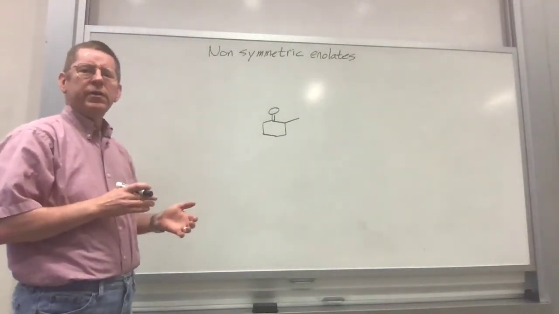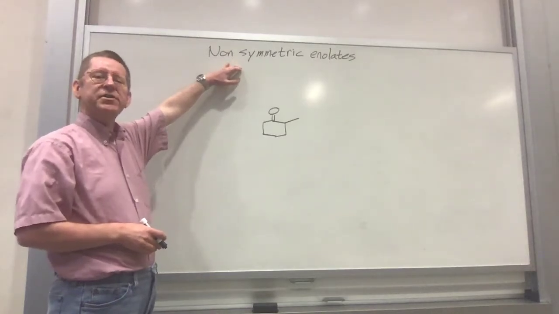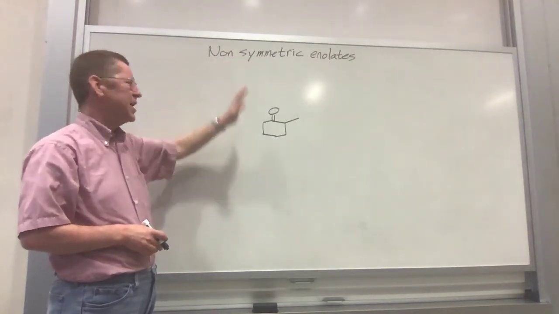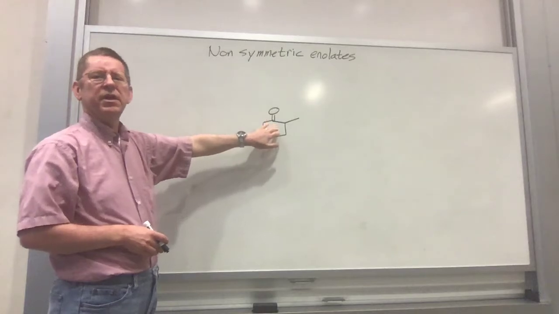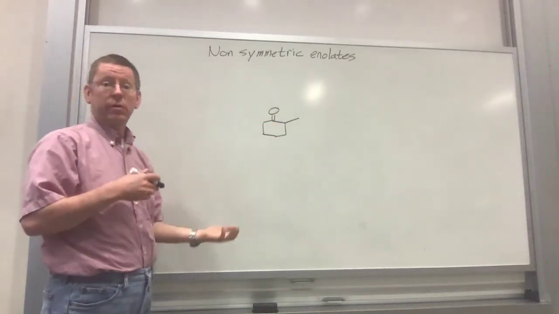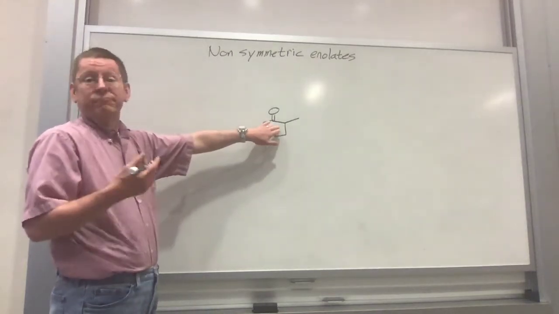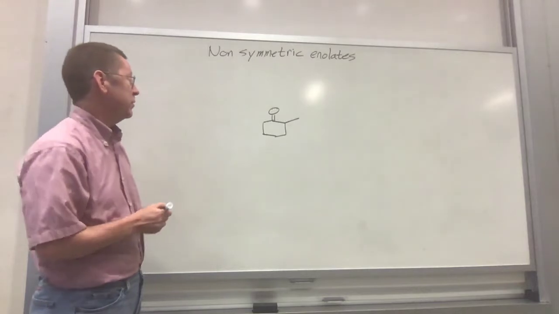Okay, continuing on with the enolates, I want to now talk about this idea of non-symmetric enolates, or in essence, non-symmetric carbonyls. Carbonyls where we have the opportunity to form more than one type of enolate. Here, a relatively straightforward example of that.